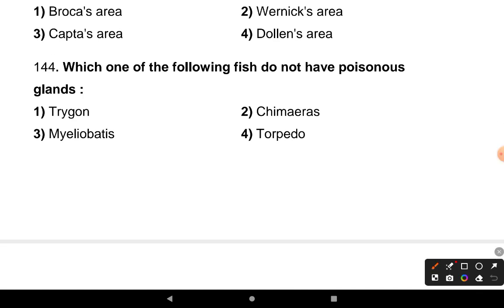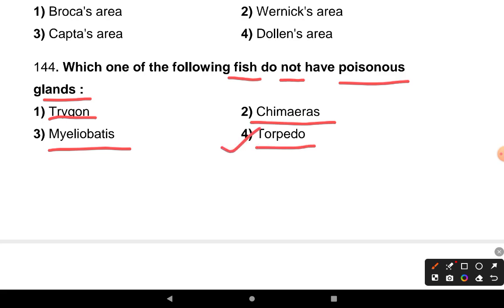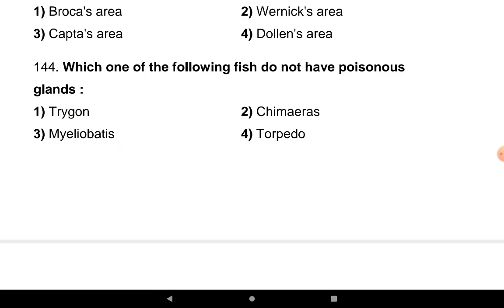So next question is, which of the following fish do not have poisonous glands? Trygon, Chimaera, Heliobatis, Torpedo. So the correct answer is option 4. Torpedo, which is also known as electric ray, produces electricity, not poison. So they do not have poisonous glands.